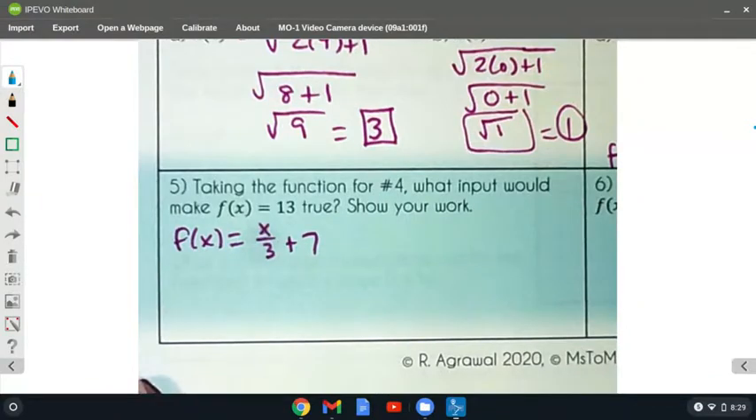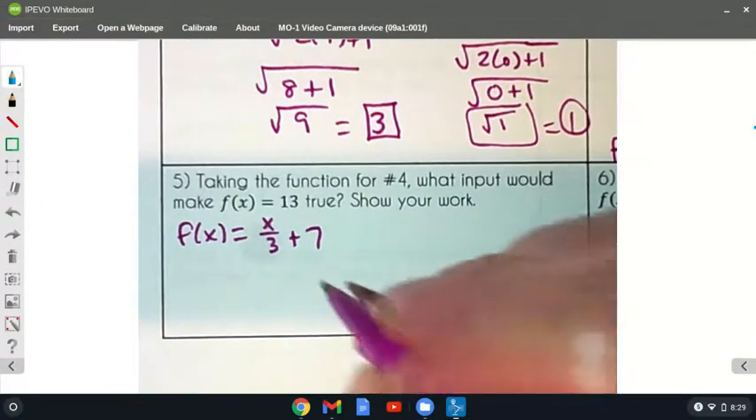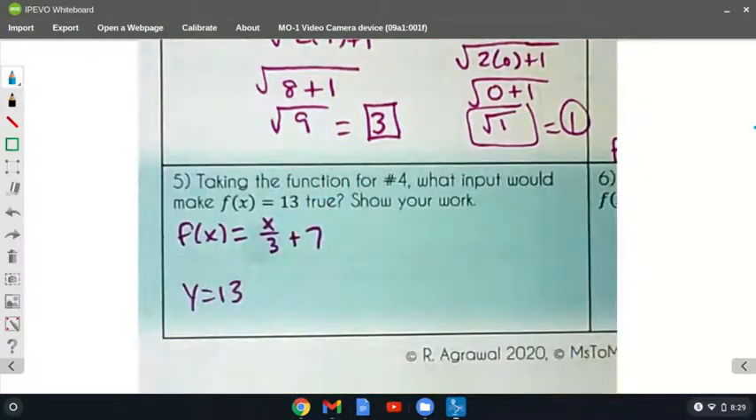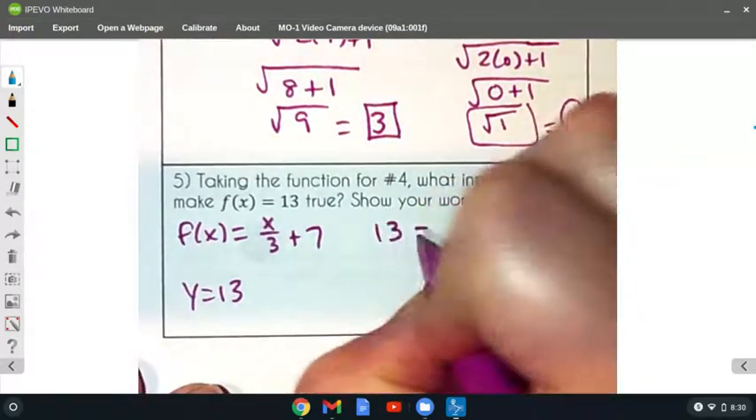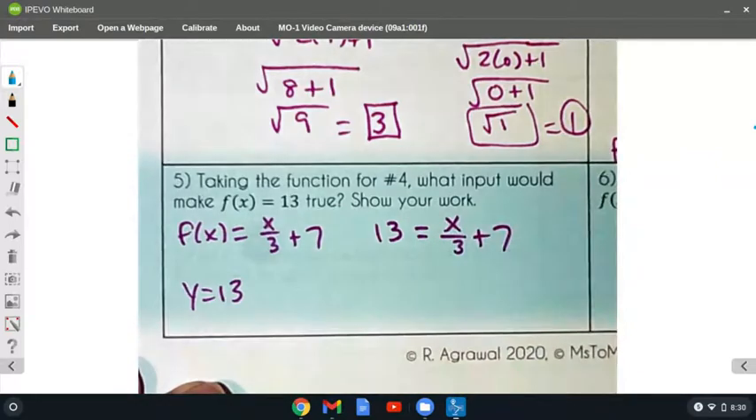What input would make f of x equals 13 true? So really what they're asking here is when we have y equals 13, what would we need our x to be? So they want f of x equals 13 to be true. So they want us to get a y value of 13. So I'm just going to put a 13 in for f of x. And then I'm going to have to solve this equation.